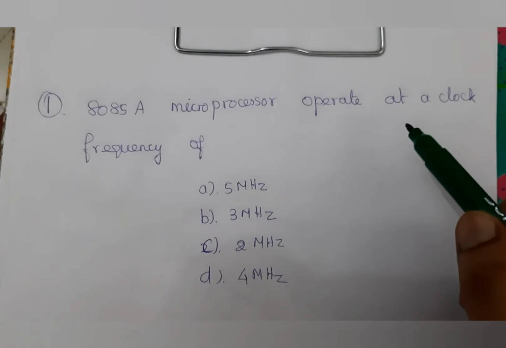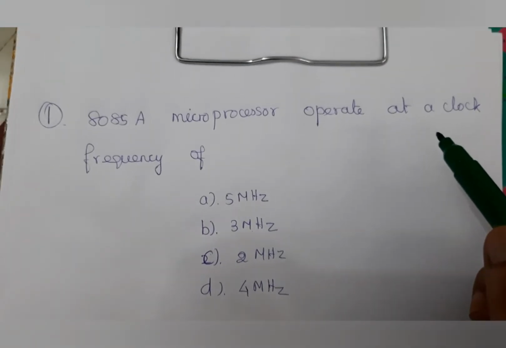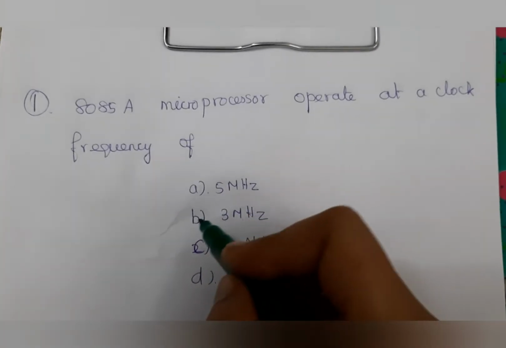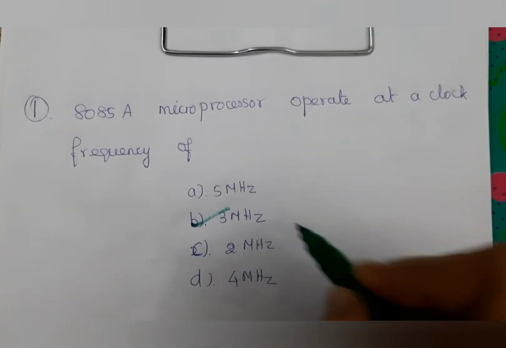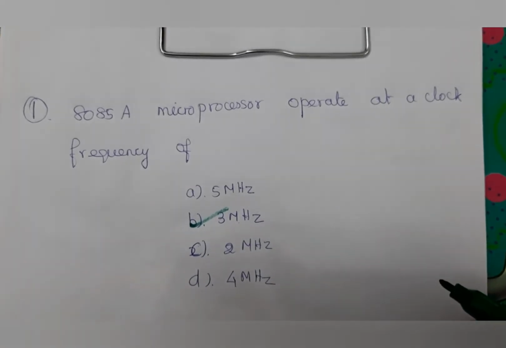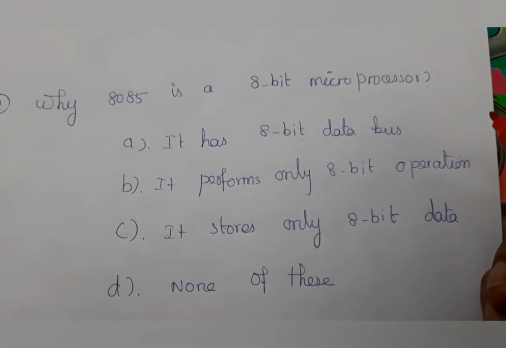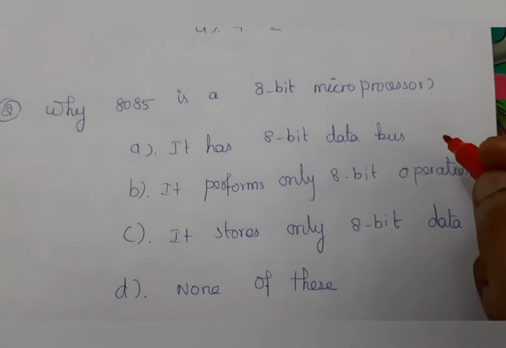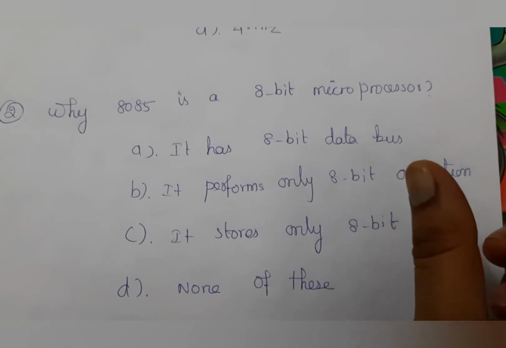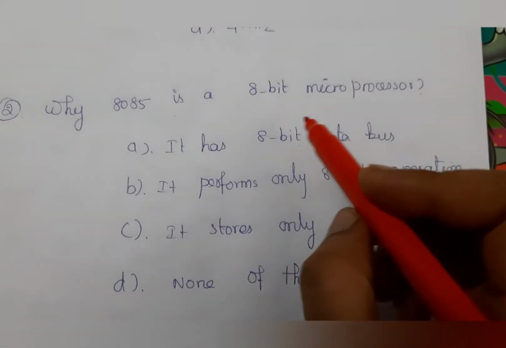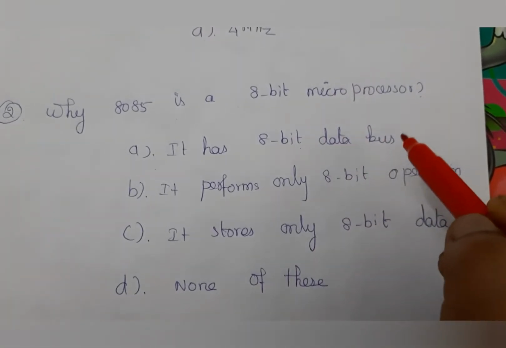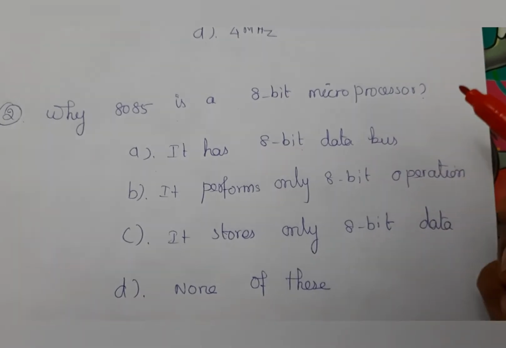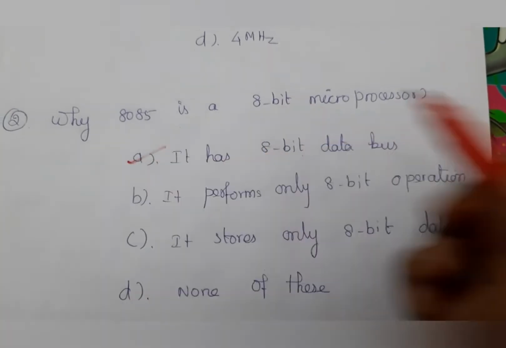First question, 8085 microprocessor operated at a clock frequency of 3 MHz. So here the answer is B, 3 MHz. Second question, why is 8085 an 8-bit microprocessor? A microprocessor is said to be 8-bit or 16-bit based on the size of the data bus. So 8085 has an 8-bit data bus, so it's said to be an 8-bit microprocessor. So here the answer is A.